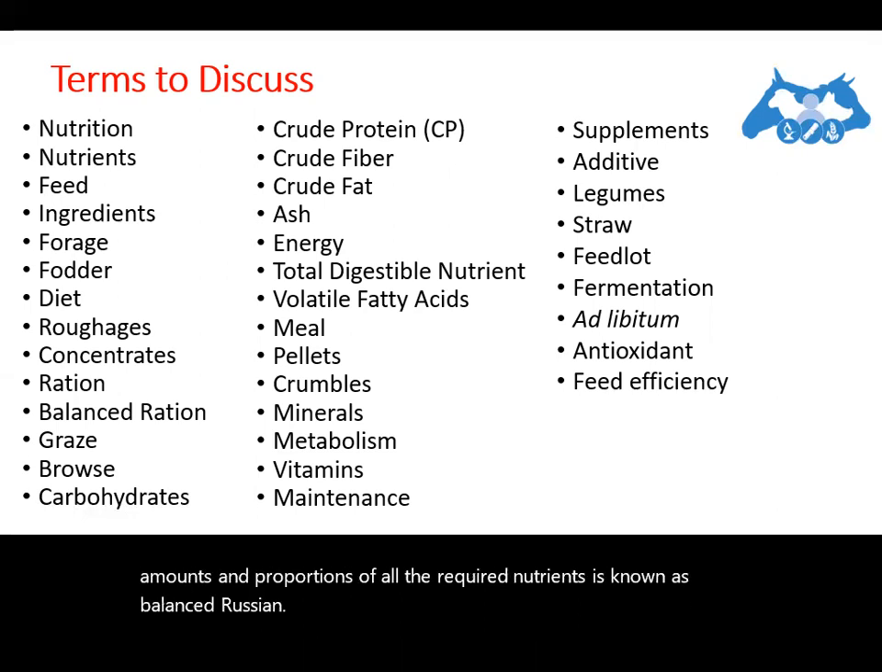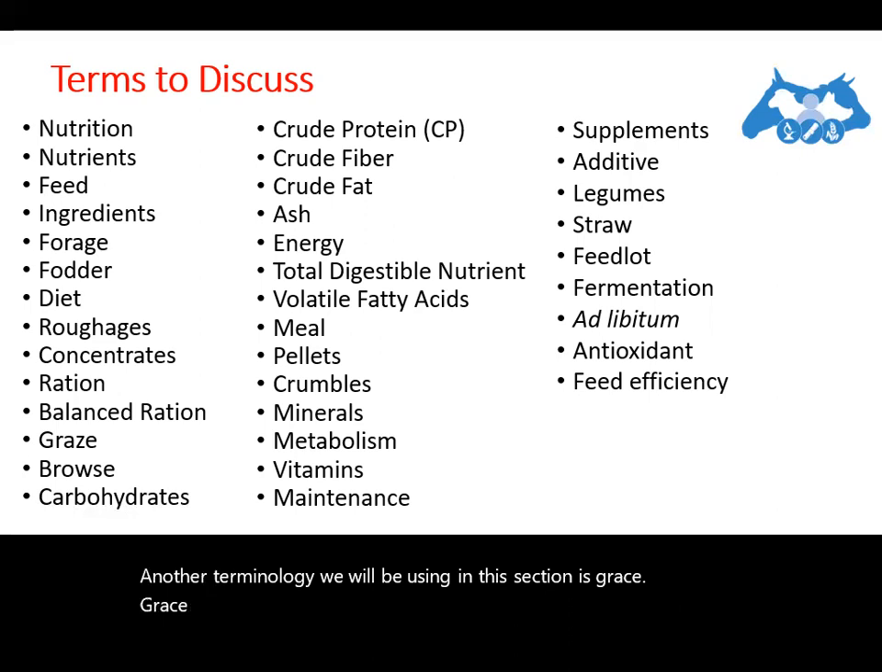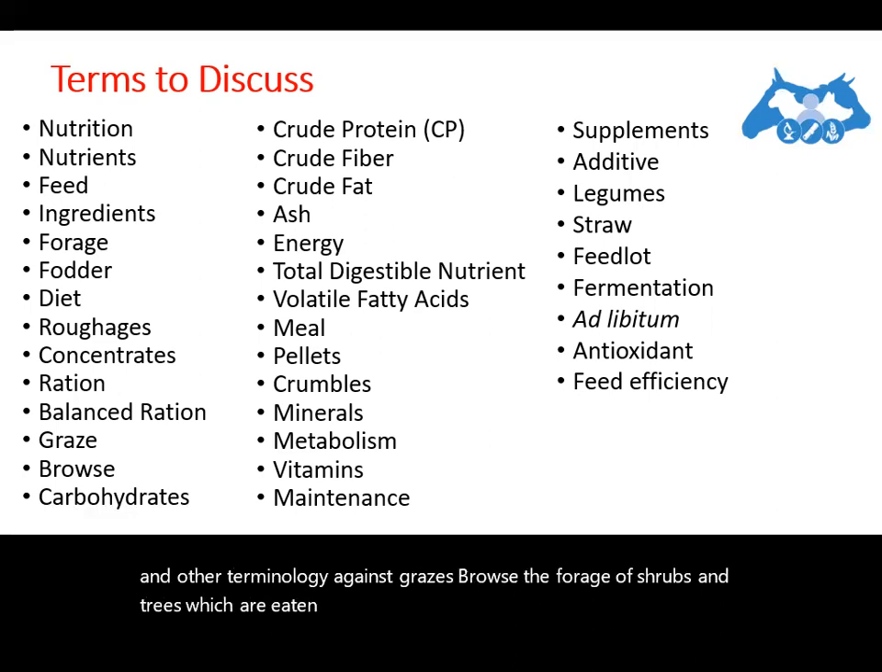Another terminology we will be using in this section is graze. Graze is to consume standing vegetation, as by livestock or wild animals. Another terminology against graze is browse. The forage of shrubs and trees which is eaten by animals is known as browse.